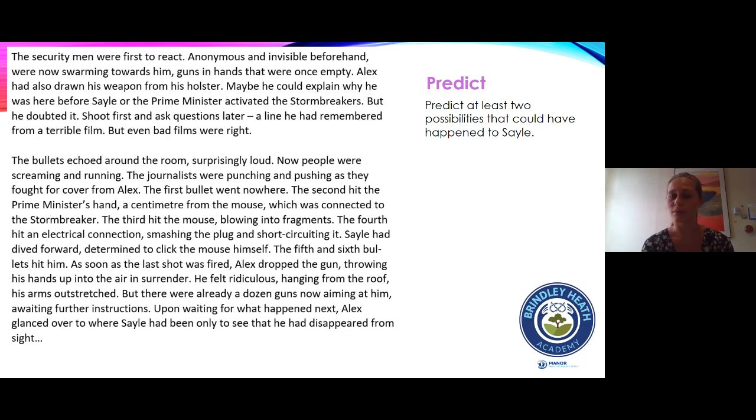Now I want you to think of 2. If you've read the Stormbreaker book, you obviously may know what the outcome actually is. So you could have put that one, but maybe think of another one. What could the author have put instead? So I want you to think of 2 possibilities.